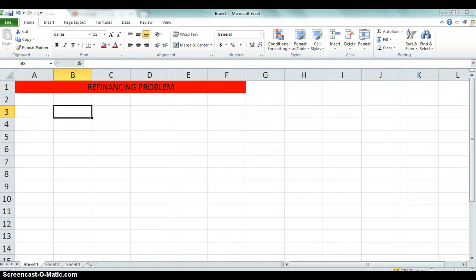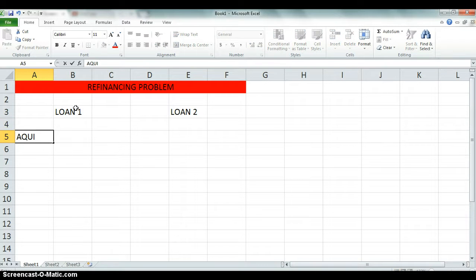Hello, today we will do a refinancing problem. We have information for two loans, so we're going to go ahead and write loan 1 and loan 2. The information that we have is, since the Jones family is acquiring a house, we have the acquisition price.